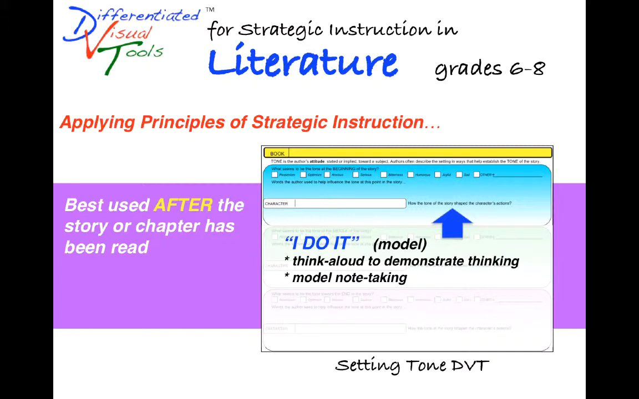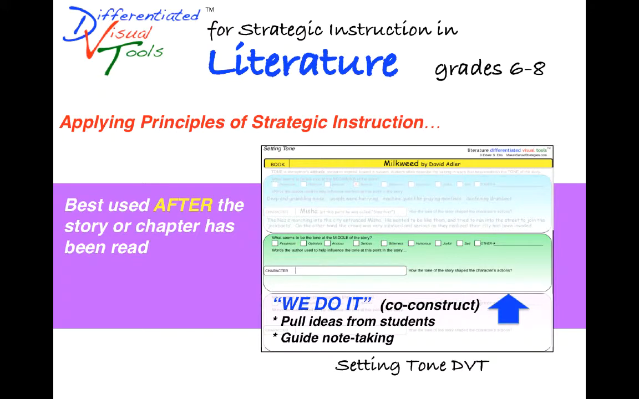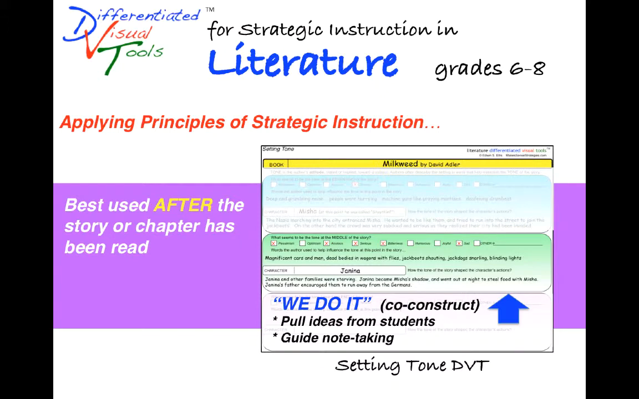and identifying key words the authors used to establish the tone. And I'll also be modeling note taking for students and prompting students to basically at this point just copy my notes. Then as we move into the middle of the story and analyzing that part, we'll be doing this together. So we call this a we do it approach, where we're actually co-constructing the notes that will be put onto the visual. And so I'll be pulling ideas from students about what are words that capture the tone of the story during the middle and noting those, having the students help me identify key words from the middle of the story that capture the tone, and then modeling note-taking and prompting them to take notes, as well as identifying how the tone of the story shaped the character's actions. So this is basically the teacher in the class doing this together.